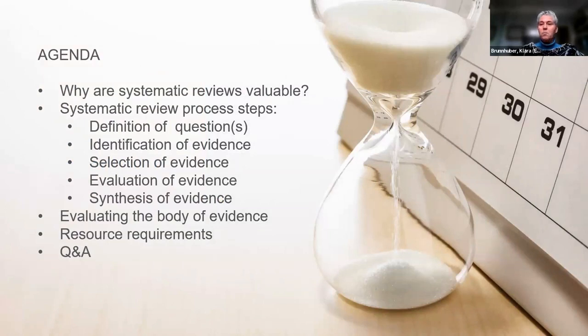This is now our agenda. The topic today is the introduction to systematic reviews, but I would love to start by telling you first about why systematic reviews are so valuable, and then of course take you through the systematic review process steps: from the definition of a question to evaluate, the identification of the body of evidence for it, the selection of the relevant studies, the evaluation of any included studies, and then synthesizing that into a meaningful summary. We'll also talk briefly about the evaluation of the body of evidence and any resource requirements for conducting a systematic review, before we then go into a Q&A session towards the end.